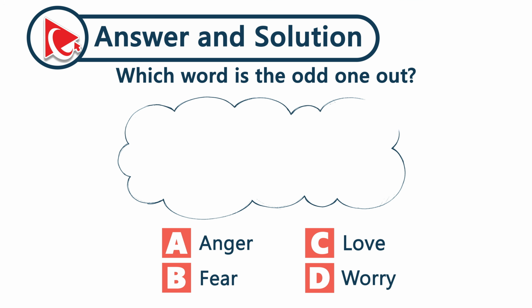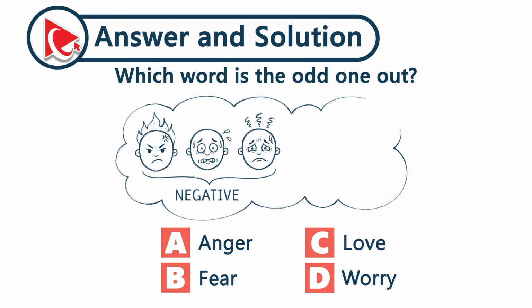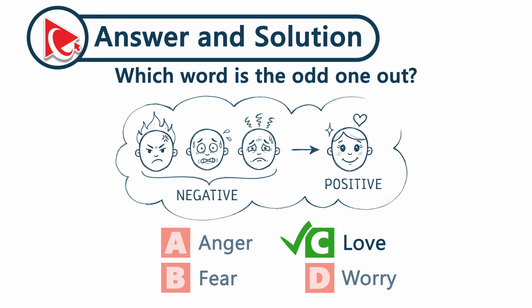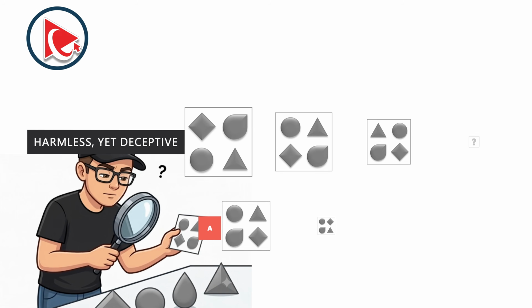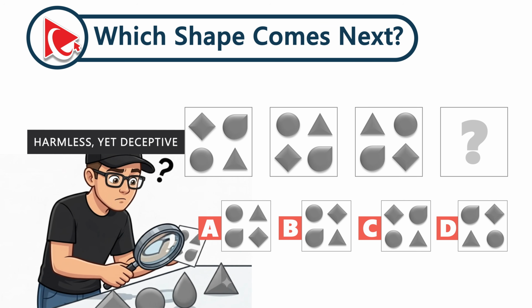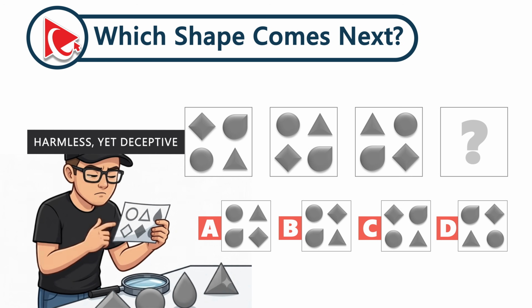And here's the logic. Anger, fear, and worry are usually negative emotions. Love is a positive emotion, so it's different from the others. And the correct answer here is choice C, love. I love this question because it looks harmless, but it quietly waits for your brain to make the wrong assumption.